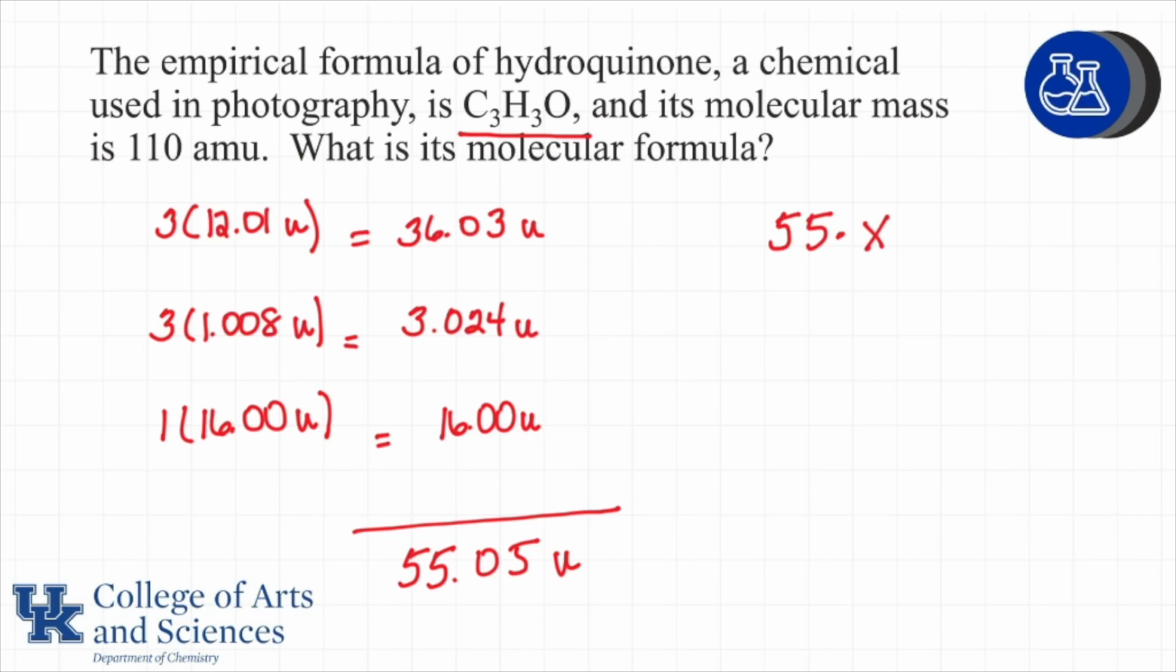If I take 55 and multiply it by x to get 110, I'm trying to determine the value of x. And what I find is that x equals 2. Whatever the value of x is, that's the same thing I'm going to multiply the subscripts in the empirical formula by. So the chemical formula for hydroquinone is C6H6O2. We compare the values to figure out the multiplier. Again, whatever we multiply one subscript by, we must multiply all the subscripts by.